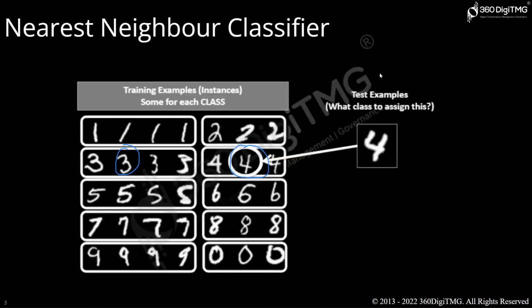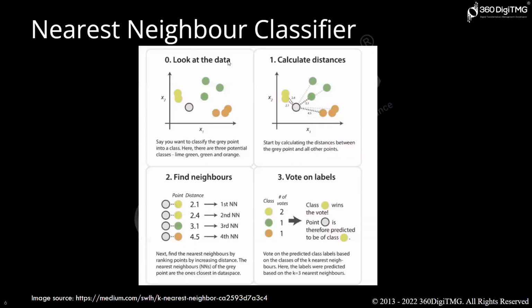In the next slide, you can see the nearest neighbor classifier. How do we calculate this nearest neighbor classifier? Look at the data, guys. The name itself says look at the data and calculate the distance. After calculating the distance, find your nearest neighbors and vote on labels. So for you to understand it more easily, let me give you an example.